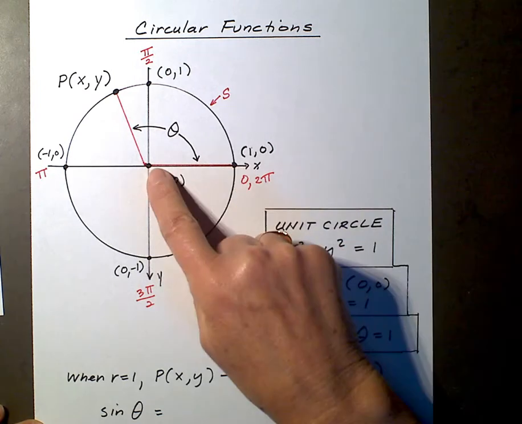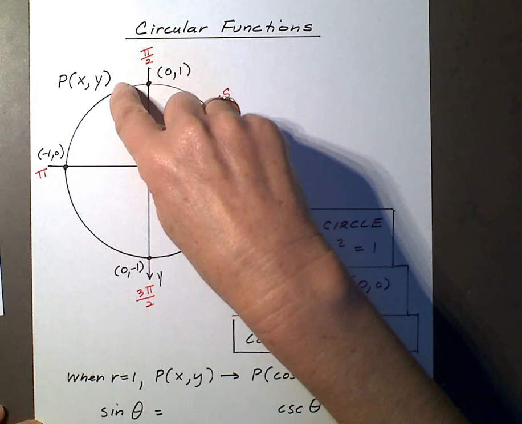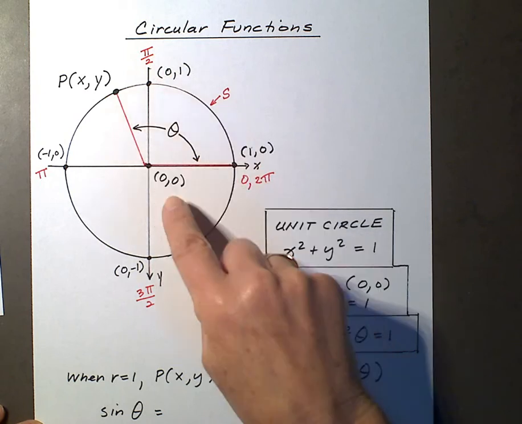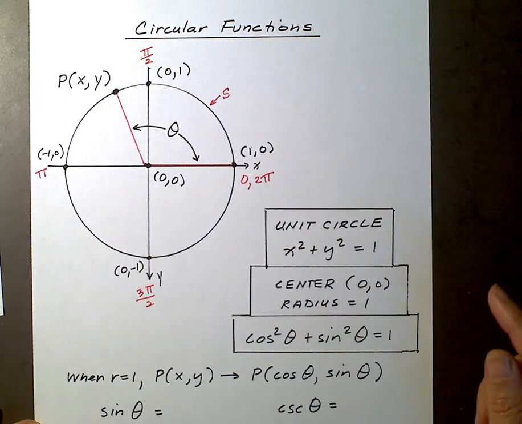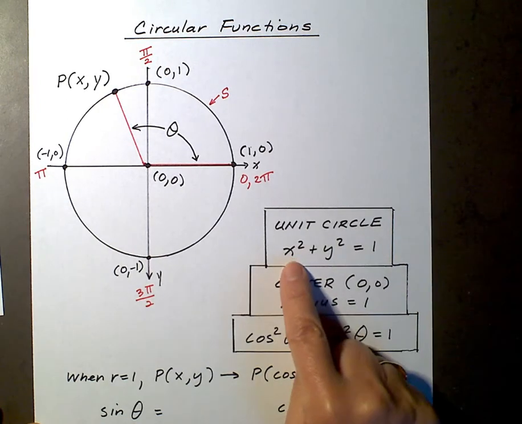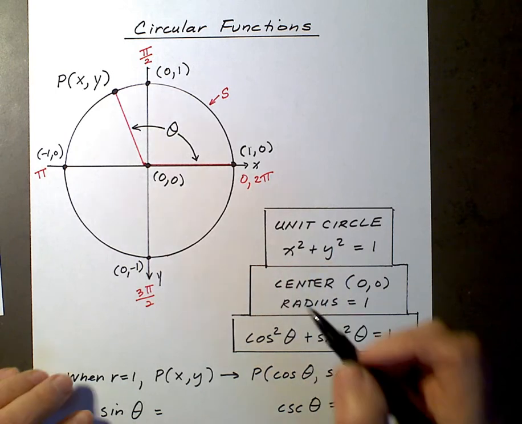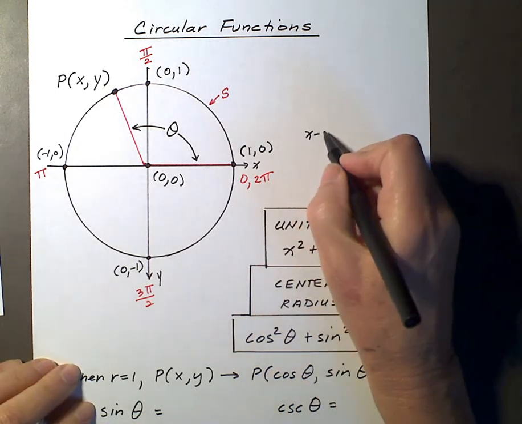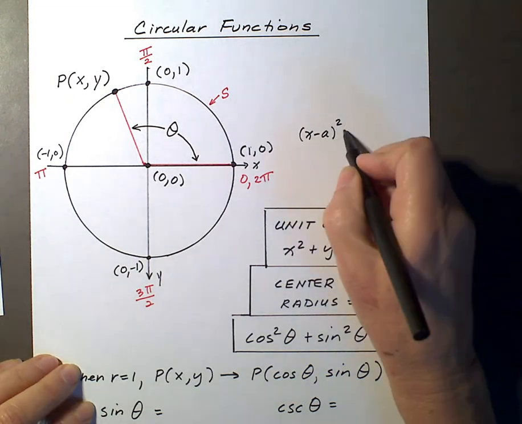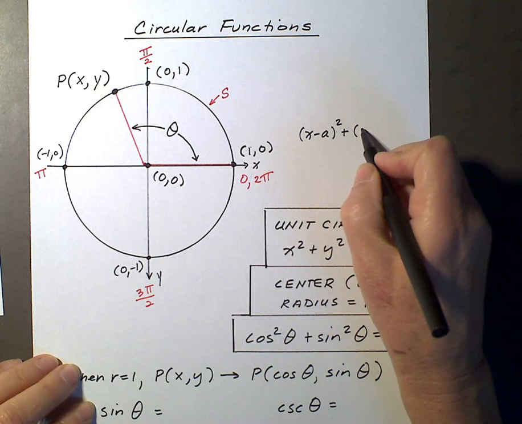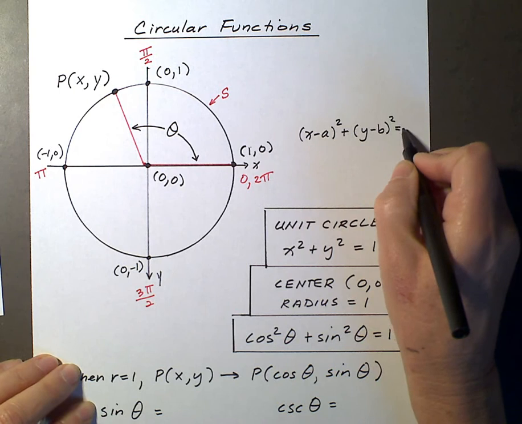The terminal side of the angle goes through a point x, y that's 1 away from the center of the circle at 0, 0. And we can describe this unit circle with the equation x squared plus y squared equals 1. And where that comes from, in geometry you learned that a circle was a bunch of points, x, y points, that were all a fixed distance called the radius away from the center of the circle.